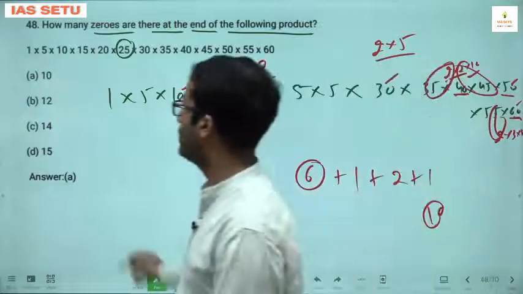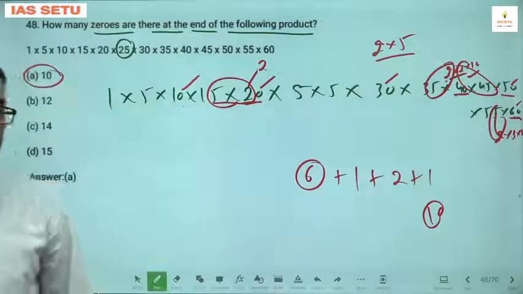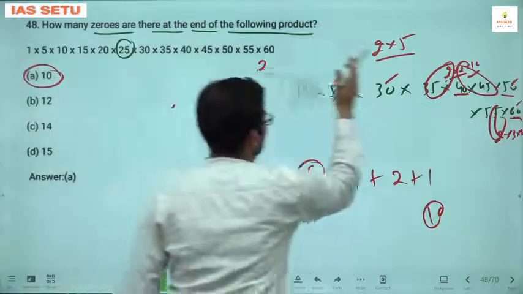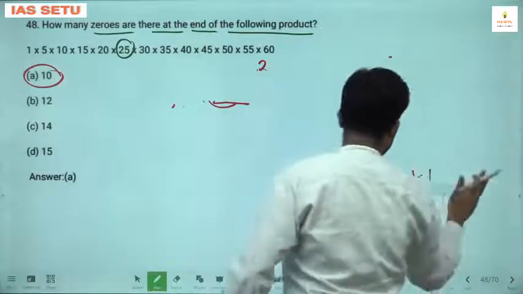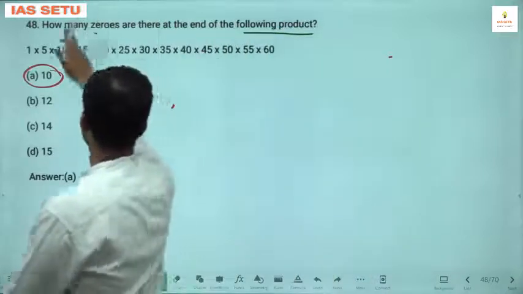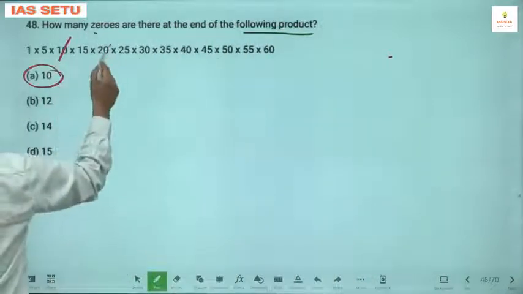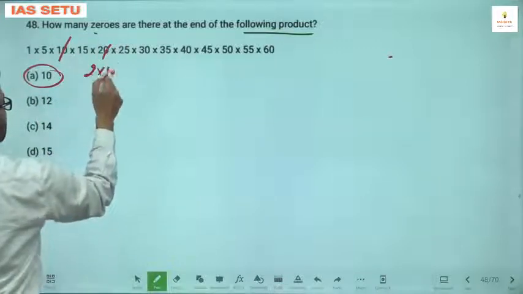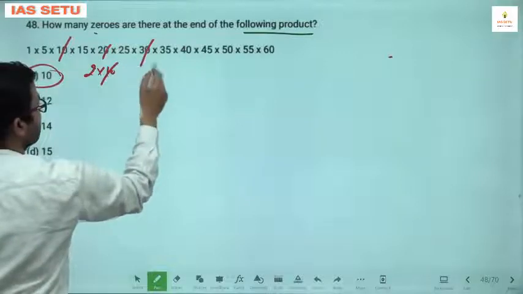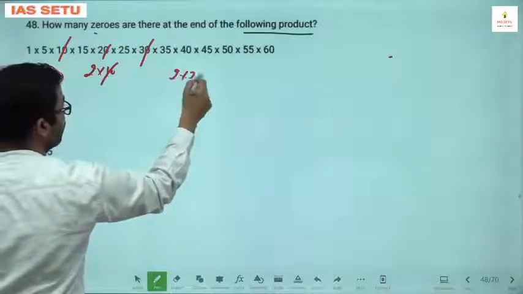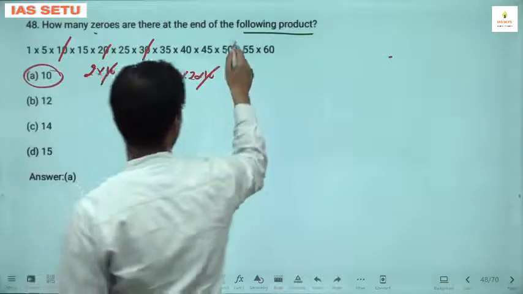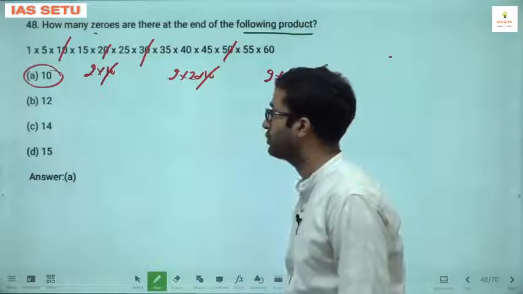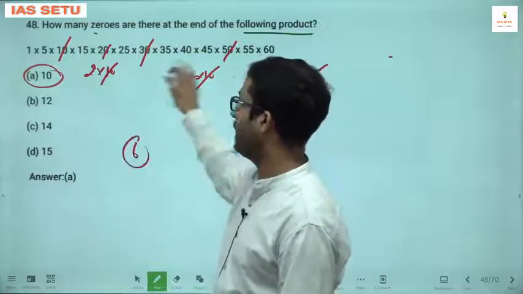So how many zeros are there? 10. 6 are straightforward. You take 1 0 from this. I repeat: 2 into 10, this 0 is used. 3 into 10, this 0 is used. 4 into 10, 2 into 2 into 10, this 0 is used. 50, this 0 is used. 60, 2 into 3 into 10, this 0 is used. So 6 direct zeros.